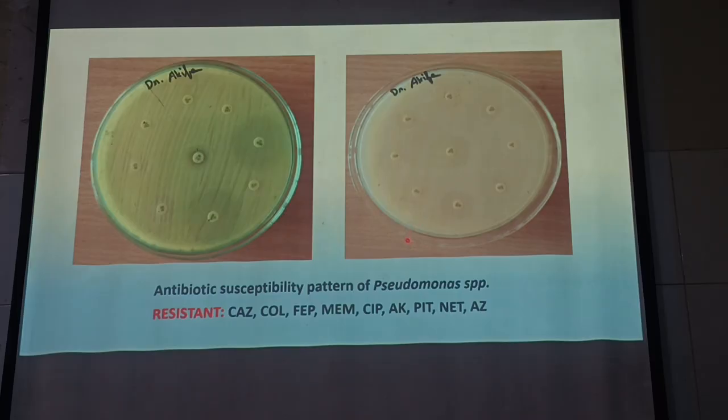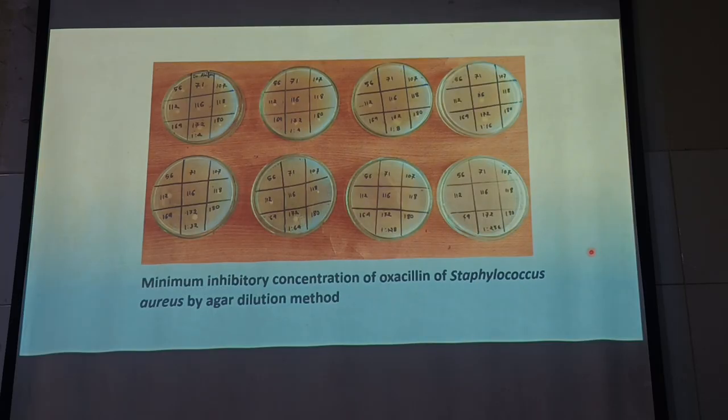This photograph shows the antibiotic susceptibility pattern of Pseudomonas species. Here nine antibiotics are resistant: ceftazidime, colistin, cefepime, meropenem, ciprofloxacin, amikacin, piperacillin tazobactam, netilmicin, and aztreonam. This photograph is the minimum inhibitory concentration of oxacillin of Staphylococcus aureus by agar dilution method.